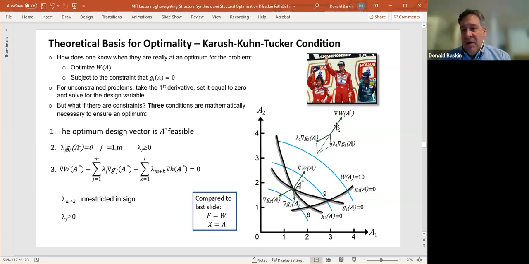Therefore the tangents at this point, A star, for the two constraints and the objective function are parallel, and the gradient of W and the resolved gradient of the constraints G times these Lagrangian multipliers cancel each other out. So that is a necessary condition for optimality. It doesn't necessarily say that you have an optimum. It just says that if those conditions aren't met, then you don't have an optimum. But this is useful for a computer algorithm to use.